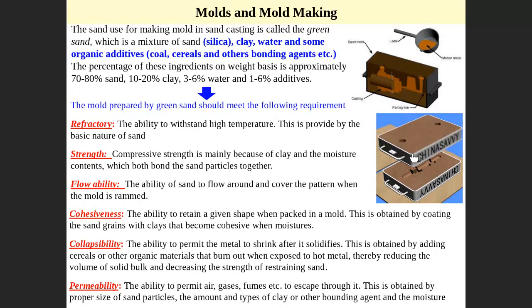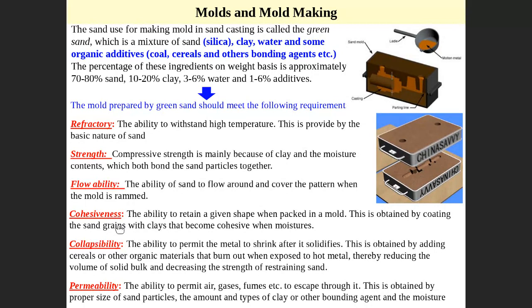Then it creates the cavity. This is the flowability. If it is solid, how do you put the pattern inside? If you don't have flowability, how do you create the cavity? No way, because if it is solid, very hard and rigid, you cannot put the pattern in to create the cavity. So this is what we call flowability.